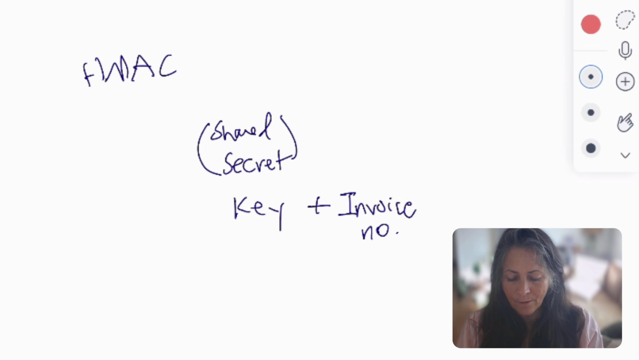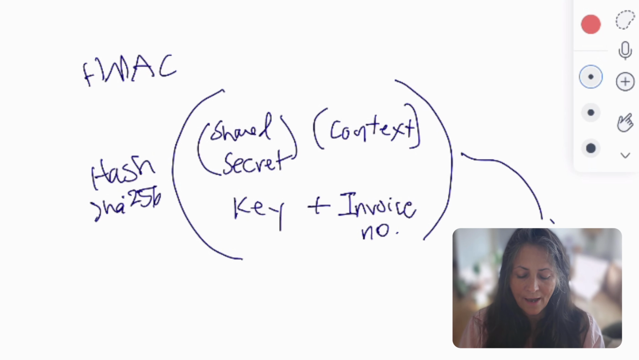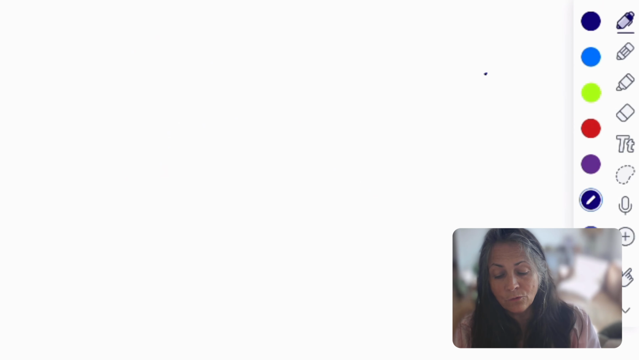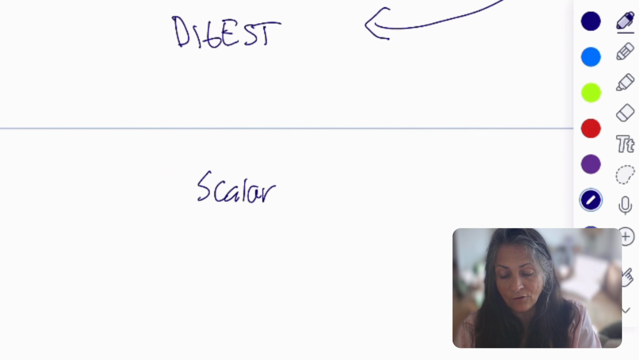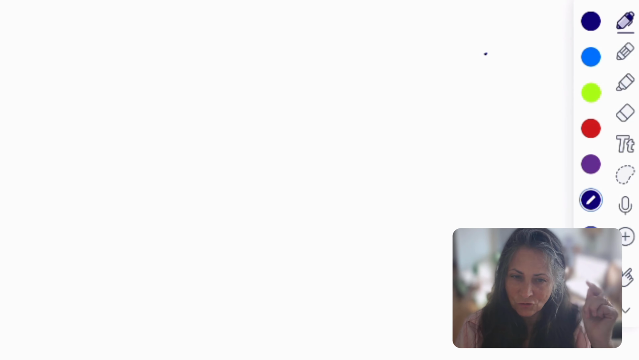So I'll put context up here. Okay, so you take these two things and you hash them. I think it's SHA-256, yeah. And you get a digest, which just means output. So we use the digest from the HMAC exercise we did, and we use it to create this scalar, just an integer.